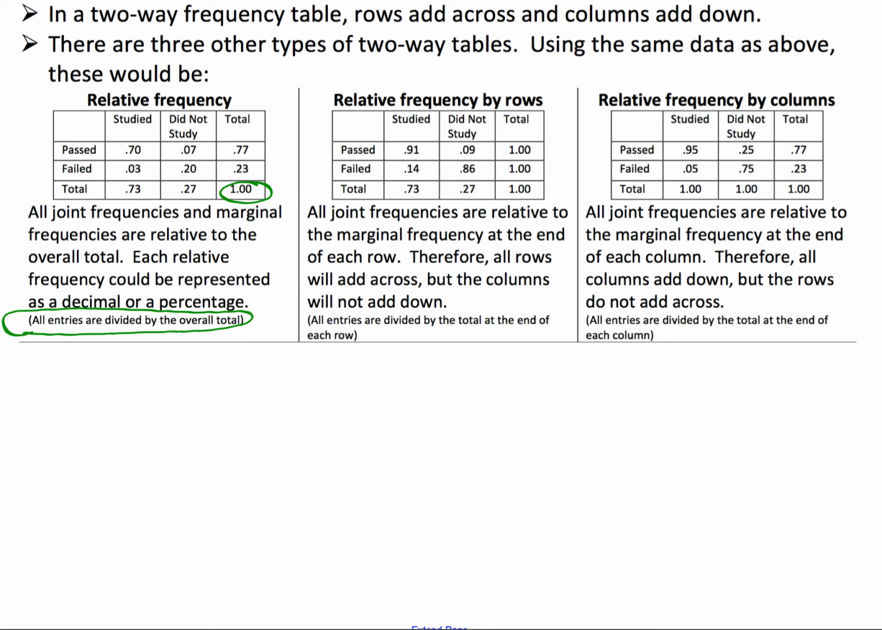Okay, in relative frequency by rows, all joint frequencies, that's these things, are relative to the marginal frequency at the end of a row. Therefore, all rows will add across, but the columns will not add down. All entries are divided by the total at the end of the row. Relative by columns, all joint frequencies, that's the 4 here in the middle, are relative to the marginal frequency at the end of each column. Therefore, all columns add down, but the rows do not add across. All entries are divided by the total at the end of the column.